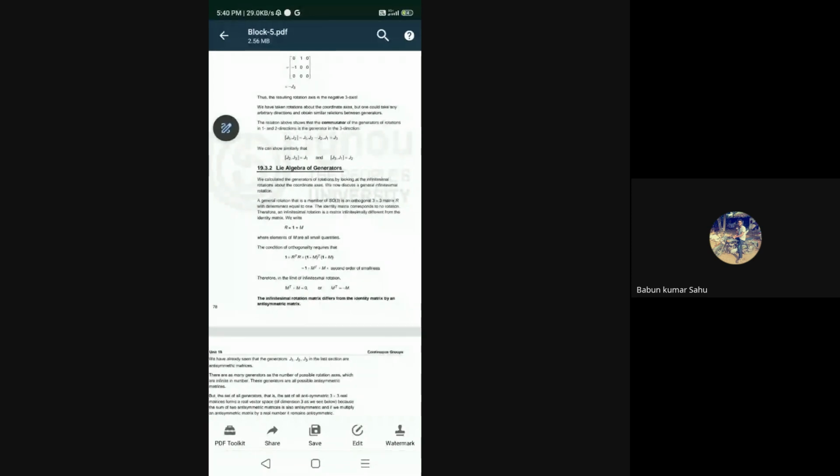Then, the Lie algebra of generators. A general rotation that is a member of SO(3) is an orthogonal 3 cross 3 matrix R with a determinant equal to 1. The identity matrix corresponds to no rotation. Therefore, an infinitesimal rotation is a matrix infinitesimally different from the identity matrix. So you can write R is equal to 1 plus capital M, where elements of M are all small quantities.